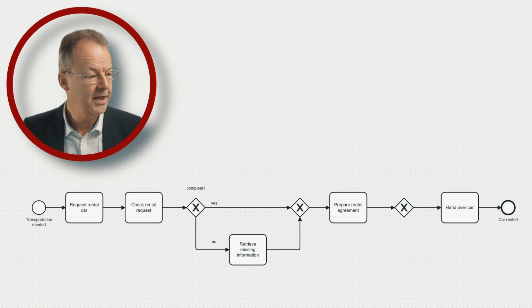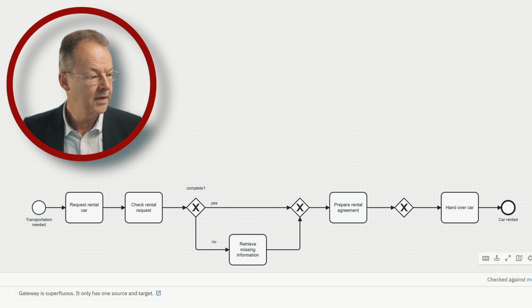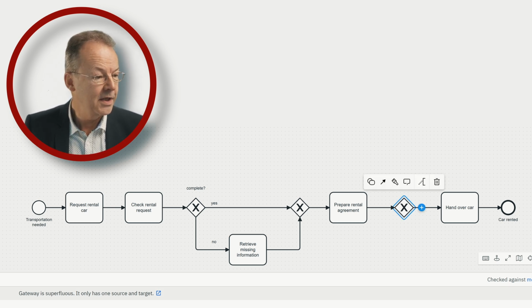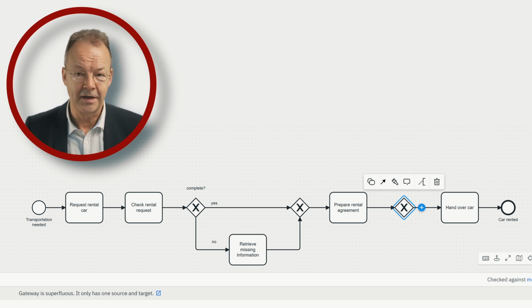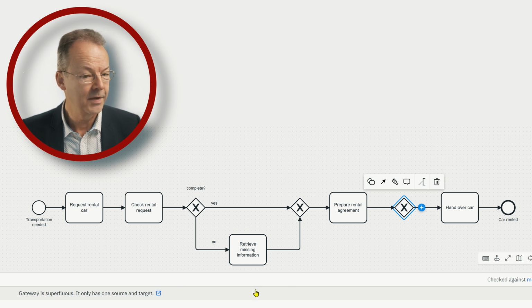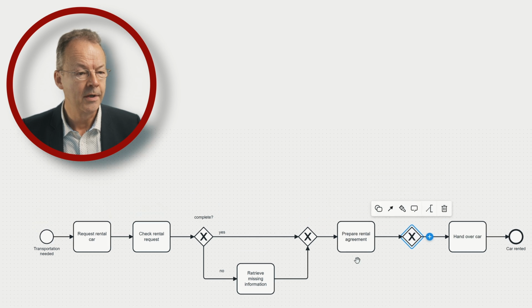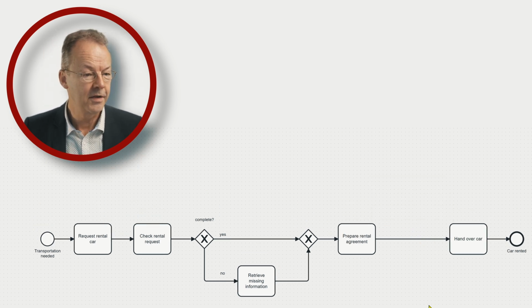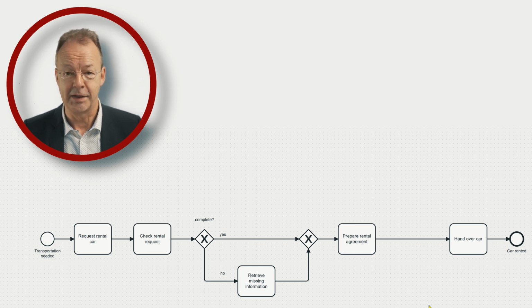If we go down here, there is a problem, and if we click on it, we have this problem highlighted. Gateway is superfluous. It only has one source and target. So probably, this happens quite often if the control flow is changed. So all we need to do is just delete this superfluous gateway and then it's okay.